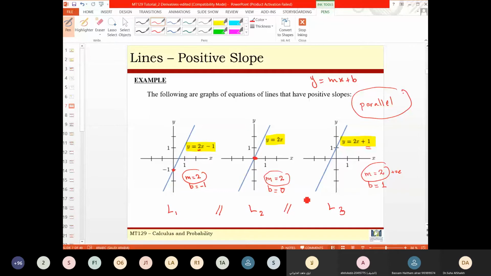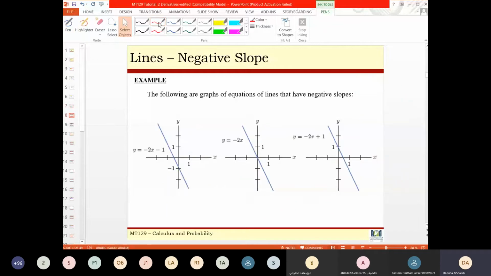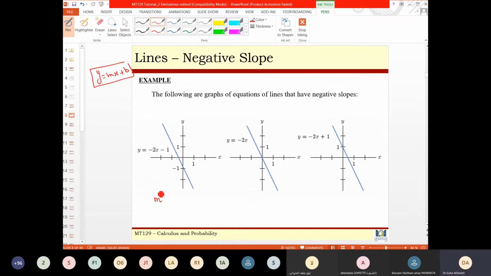Now here they give me one more example. Three lines, clearly they are parallel as well. Now for this one, what's the slope? What is m? Always in front of my eyes is the equation y equal to mx plus b. The standard form of equation. M is -2. We have to take the sign as well. And what is the y-intercept in this case?